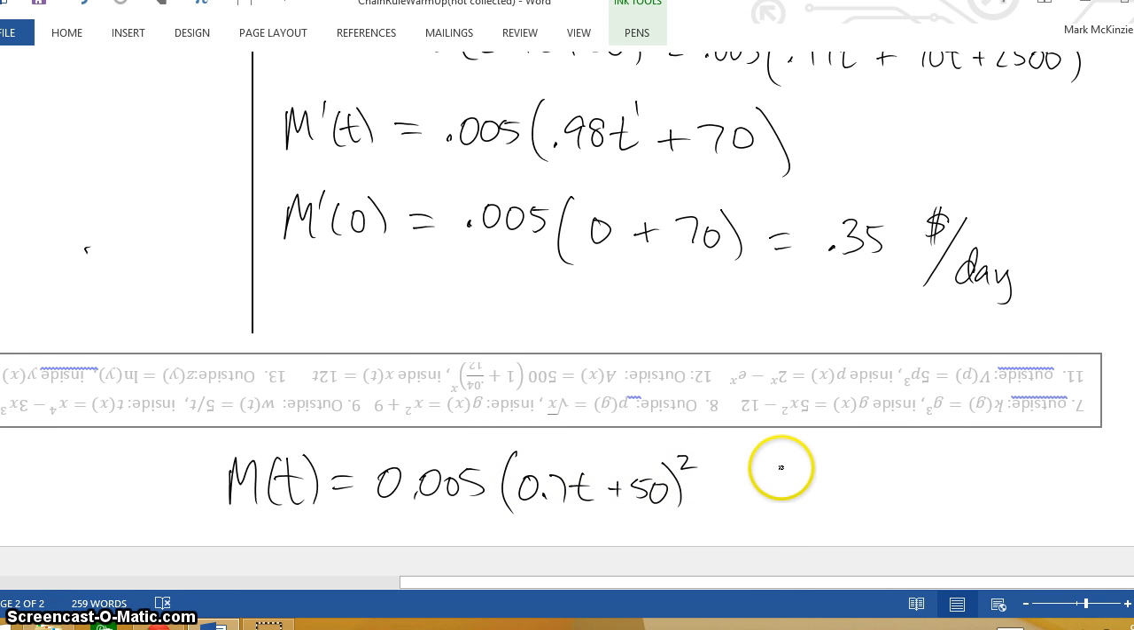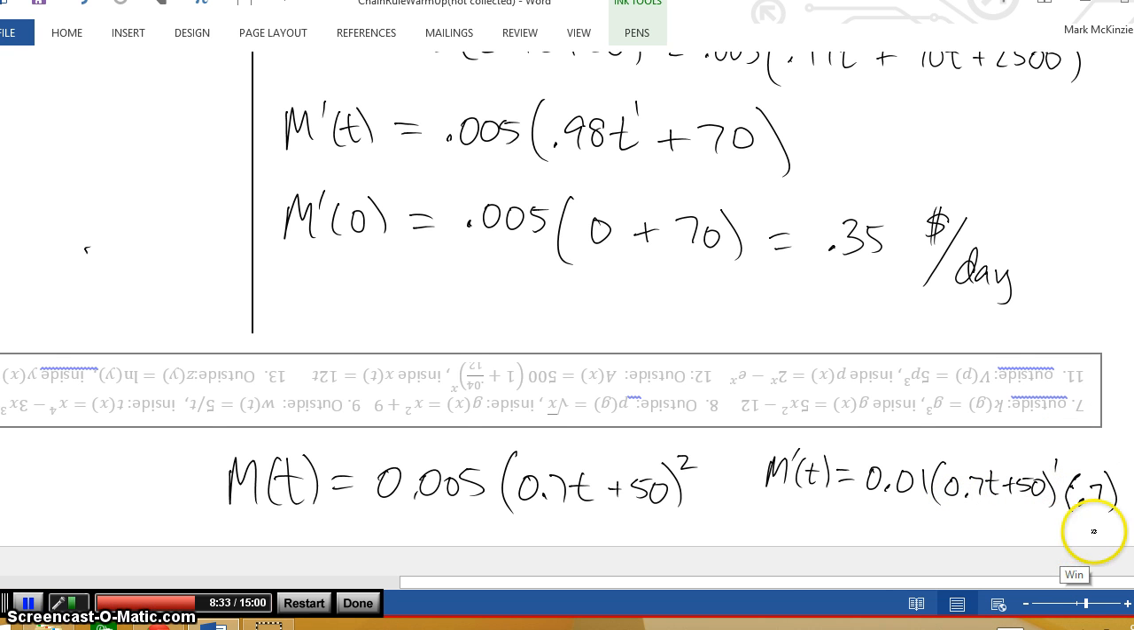The chain rule then would tell us that the derivative would be the derivative of the outside function. So taking the derivative of a number times something squared, I'm going to have 2 times that number, so 0.01, 2 times 0.005, times that quantity 0.7t plus 50 raised to the first power. So here's the derivative of the outside function, and then I would multiply that by the derivative of the inside function. And here the inside function is linear, and so its derivative is just the slope, 0.7.